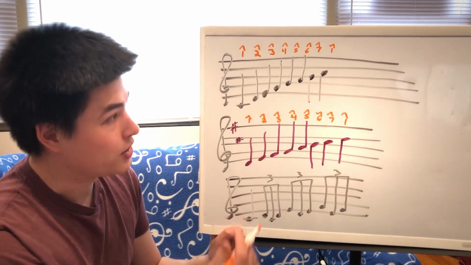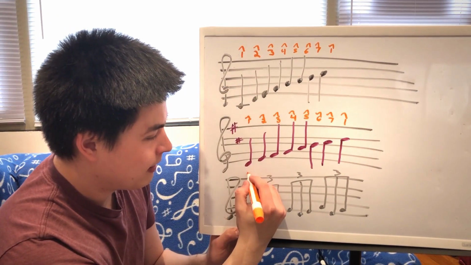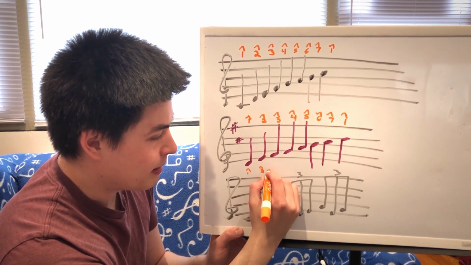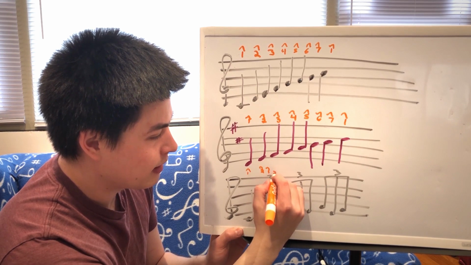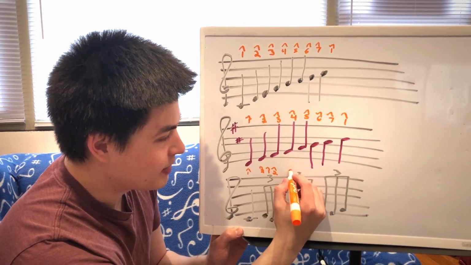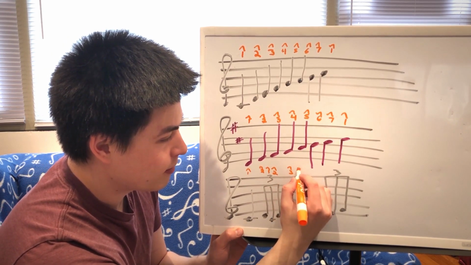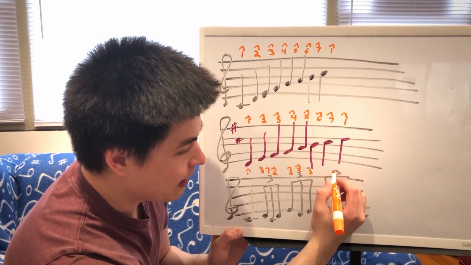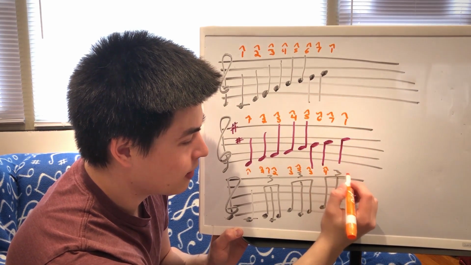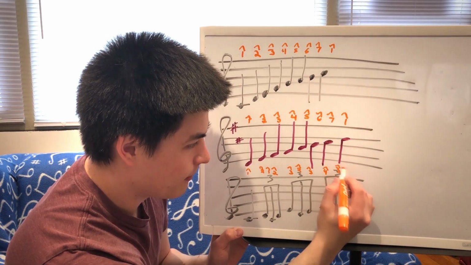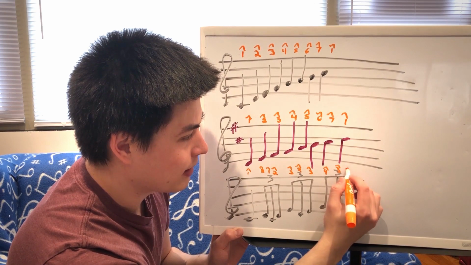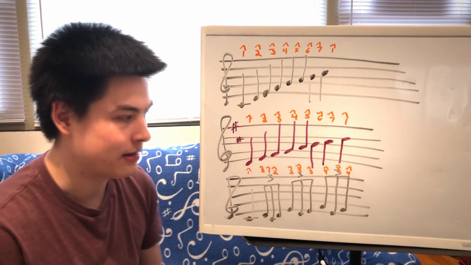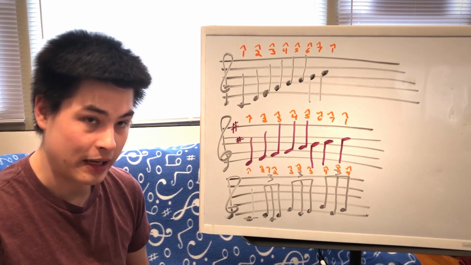We have C, which is 1, and then we have D, which is 2, and then back to C, which is 1, and then D, 2, up to E now, which is 3, then back down to 2, then up to E again, then up to F, which is 4, but then back down to E, which is 3, and then back up to F again. So we can start to see what this pattern actually is, and this will allow us to take it to any key.